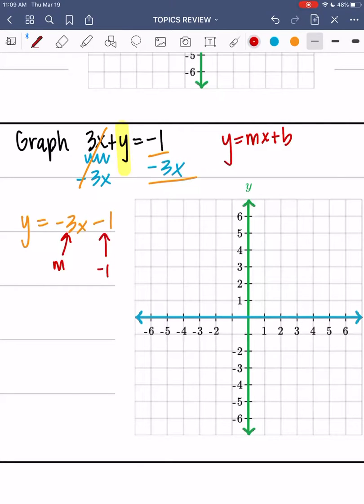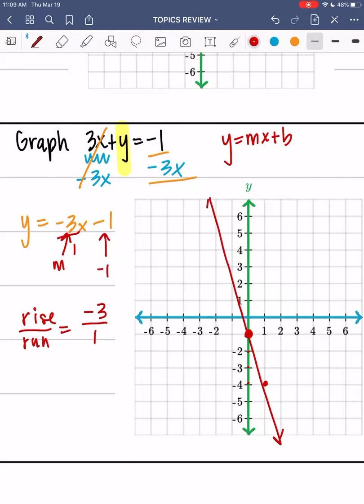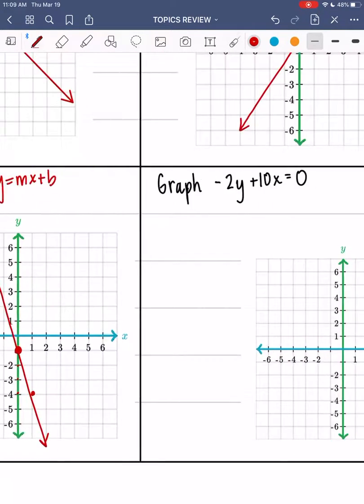So -1 being the y-intercept means we have a dot down 1 on the y-axis. And then our slope is -3, which we can think of as -3 over 1. So rise over run is -3 over 1. So from the dot we already did, we have to go down 3 over 1. Right there. So let's see if I can draw. I missed a little bit, but we'll say it's good enough. Nice. Great. Okay, one more.